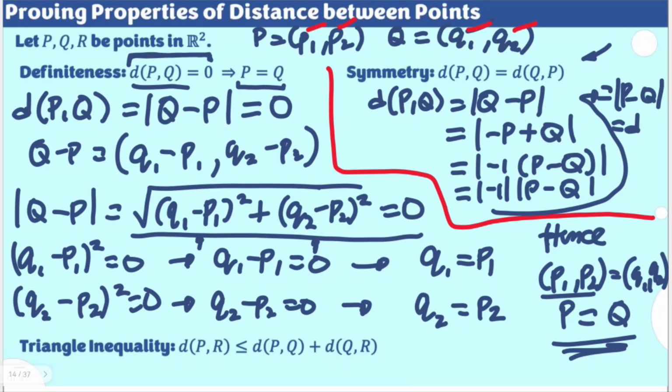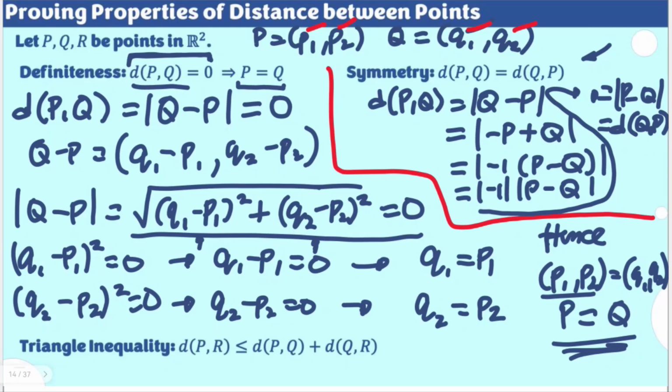Let me have the space here again. So we're moving here. This is just equal to the distance between Q and P. Because the distance between P and Q is Q minus P. Therefore, the distance between Q and P is P minus Q. So we have shown, again, this property to be true. Hence, again, whichever point is written first, we have the same distance.